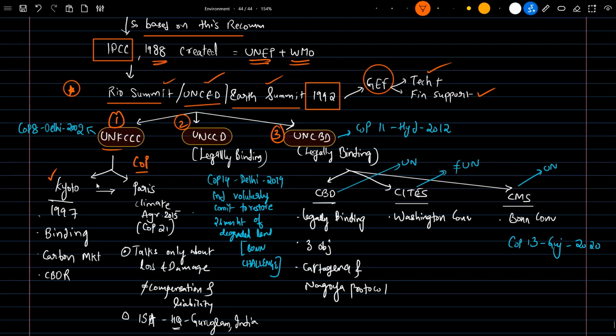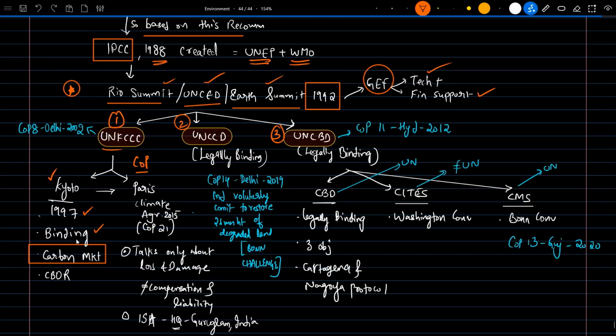Kyoto: in 1997, the Kyoto Protocol was adopted at one of the Conferences of Parties. It is basically a binding agreement. This is the protocol under which the carbon market concept was adopted. Earlier we discussed the carbon market, what is project based and what is non-project based. All this was adopted under the Kyoto Protocol. It also talks about common but differentiated responsibilities.